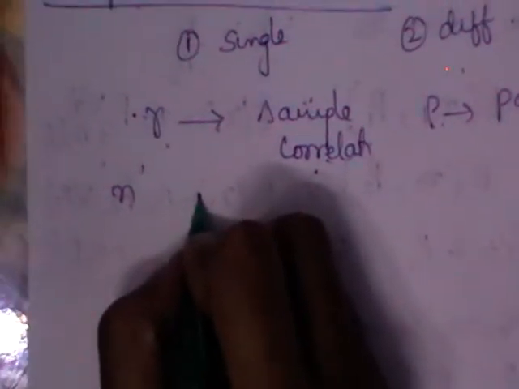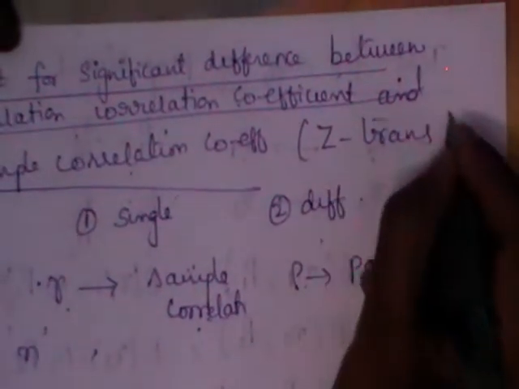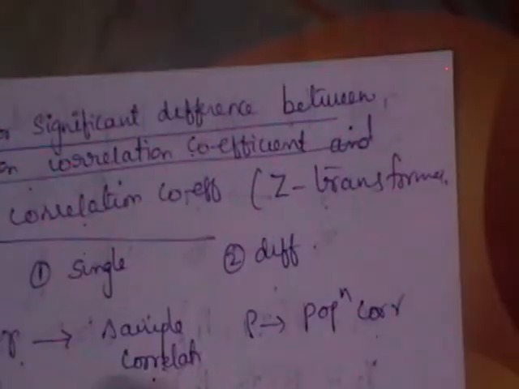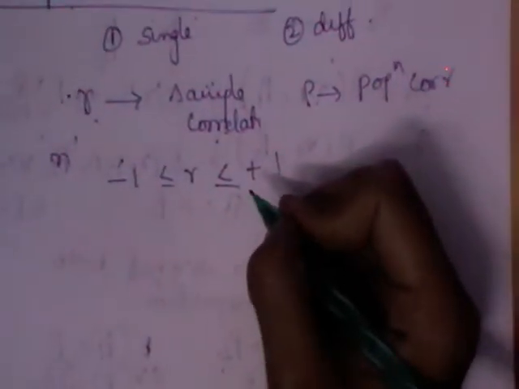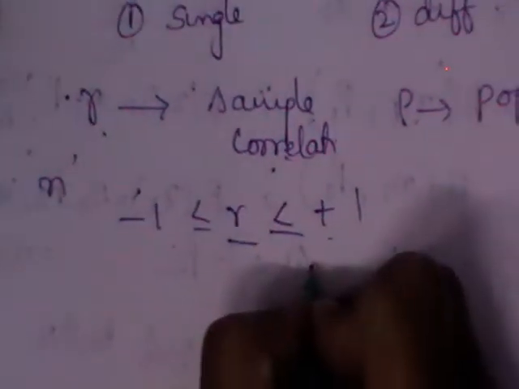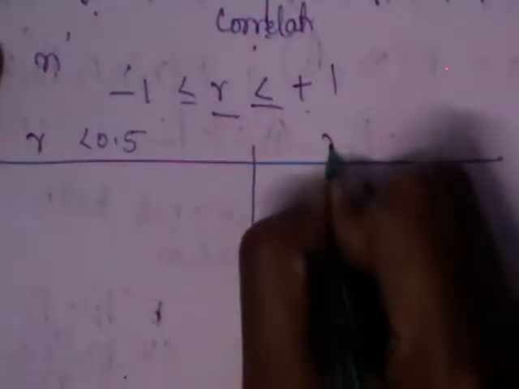So depending upon the range of r you are going to have two test statistics, and here only you are going to read the Fisher's Z transformation. We know that -1 less than or equal to r less than or equal to 1. You don't have limits for mean or proportion or standard deviation, but especially for r you have the limits. So depending upon the neighborhood of r, you are going to have two cases: when r is less than 0.5 and when r is greater than 0.5. Here r stands for sample correlation coefficient.